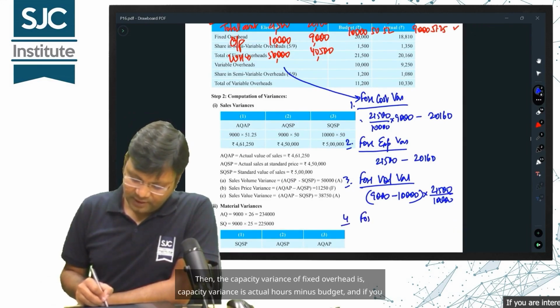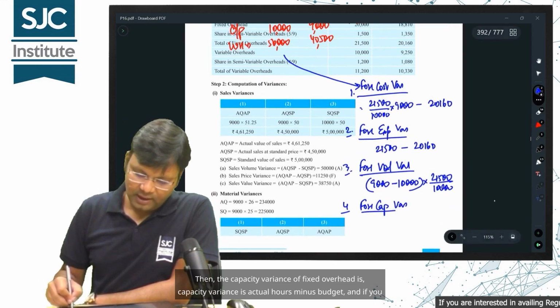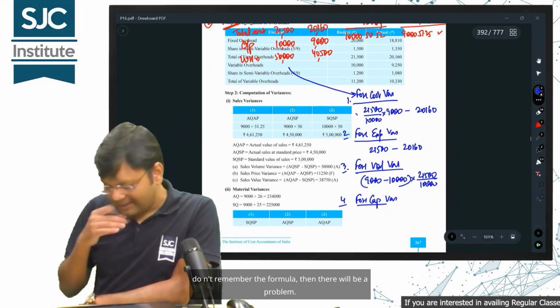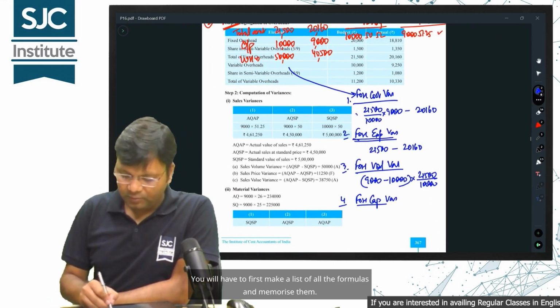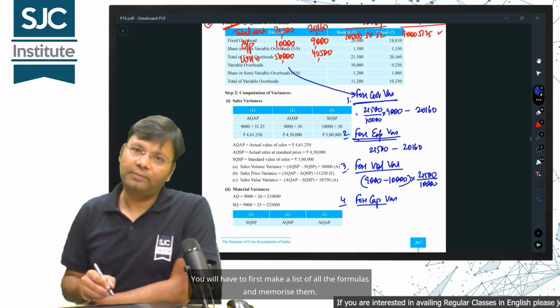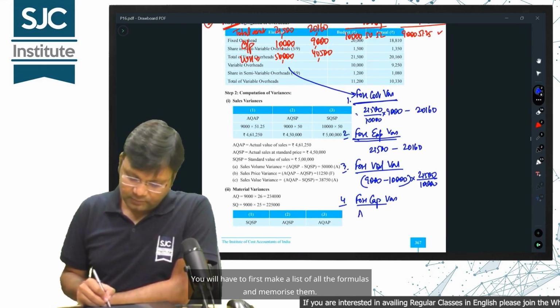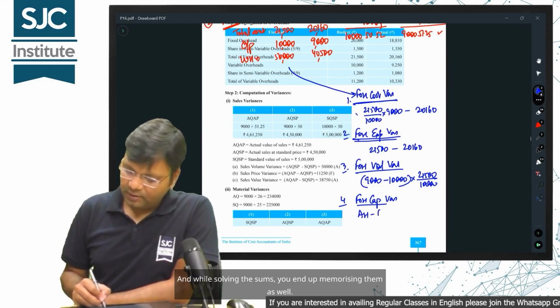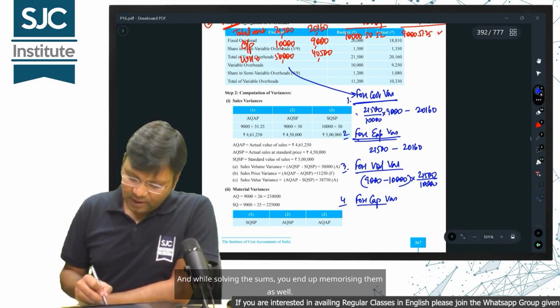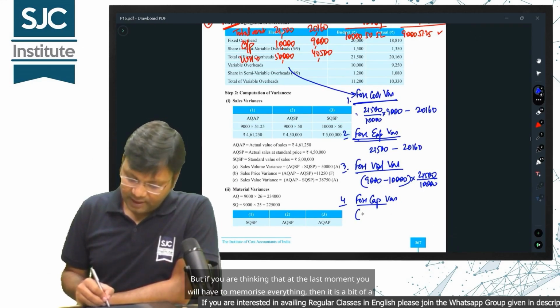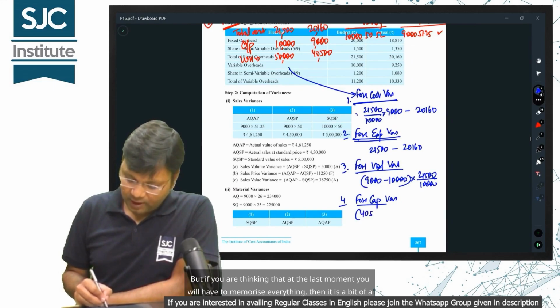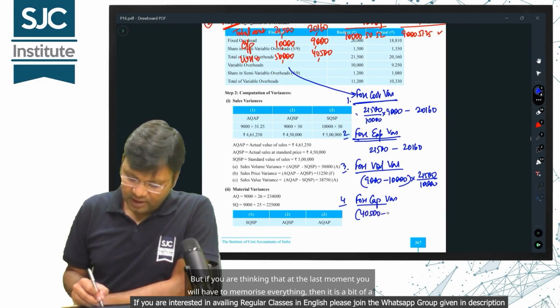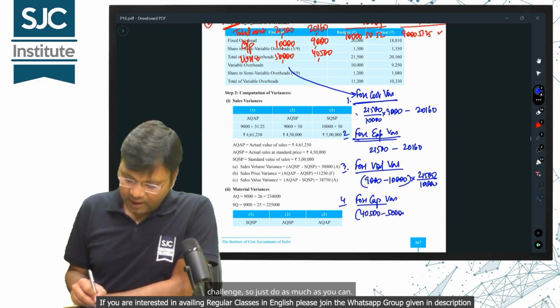Then, the capacity variance of fixed overhead is actual hours minus budget, and if you don't remember the formula, then there will be a problem. You will have to first make a list of all the formulas and memorize them. And while solving the sums, you end up memorizing them as well. But if you are thinking that at the last moment you will have to memorize everything, then it is a bit of a challenge, so just do as much as you can.